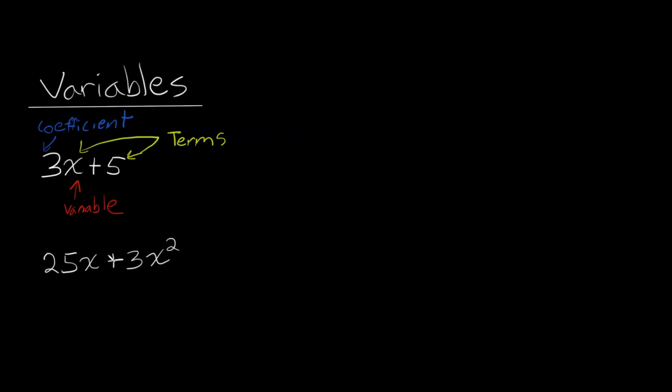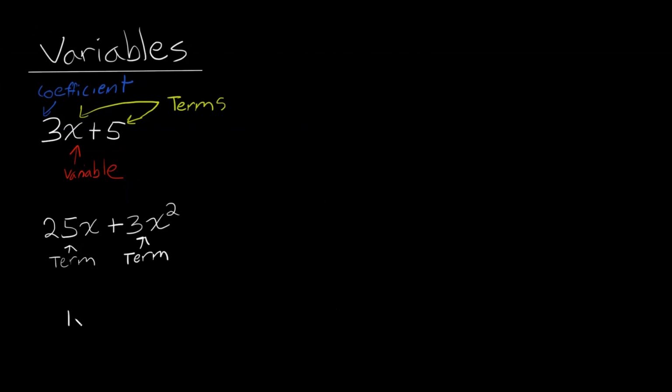And these things here that are separated by an addition sign, these are both going to be terms. So this is a term, this is a term, and this is a term. And we could have 18 plus 3x. These are terms, right? They're separated by an addition sign. So there are two terms. 18 is a term, and then 3x is a term. Hopefully this helped, and we are done.